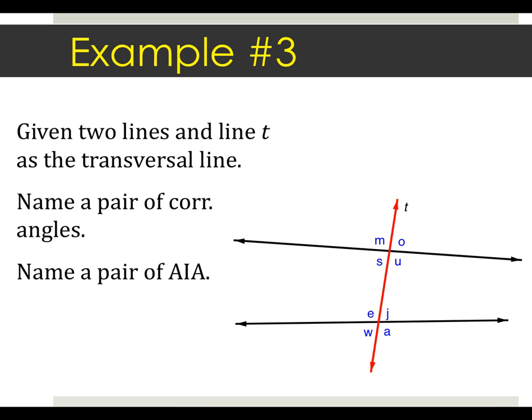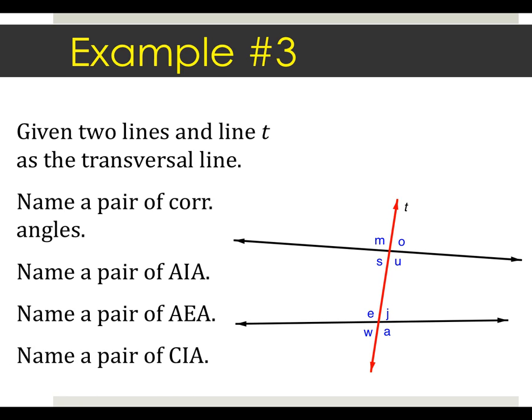Okay, and how about the alternate interior angles? Joanna? Well done, golf clap. Thank you. And how about the alternate exterior angles, Matt? O and W, M and A. Excellent, give it up for Matt.